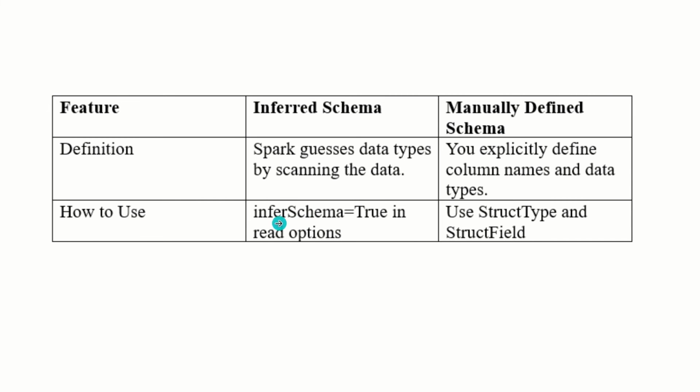We can use the inferSchema option to go with the inferred schema, and we can use StructType and StructField for the manually defined schema. We'll see that today in a practical as well. So we have two ways available. Either let Spark decide, or let Spark guess the data type. The other way is we define the data types on our own.